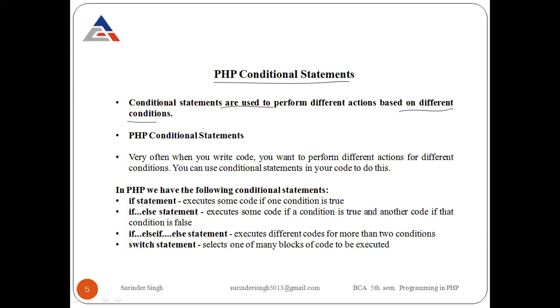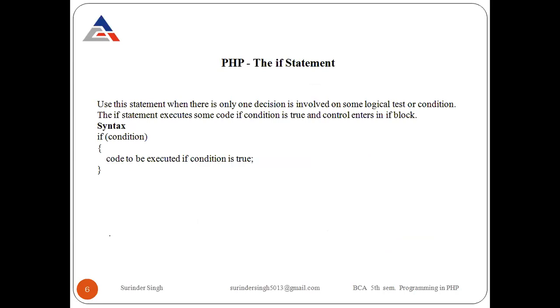Very often, when you write code, you want to perform different actions for different conditions. You can use conditional statements in your code to do this. Clear? There are the following types of conditional statements. First is if, which we can also call simple if. It executes some code if a condition is true. Then we have the if else statement, and last is switch. We will see them one by one.